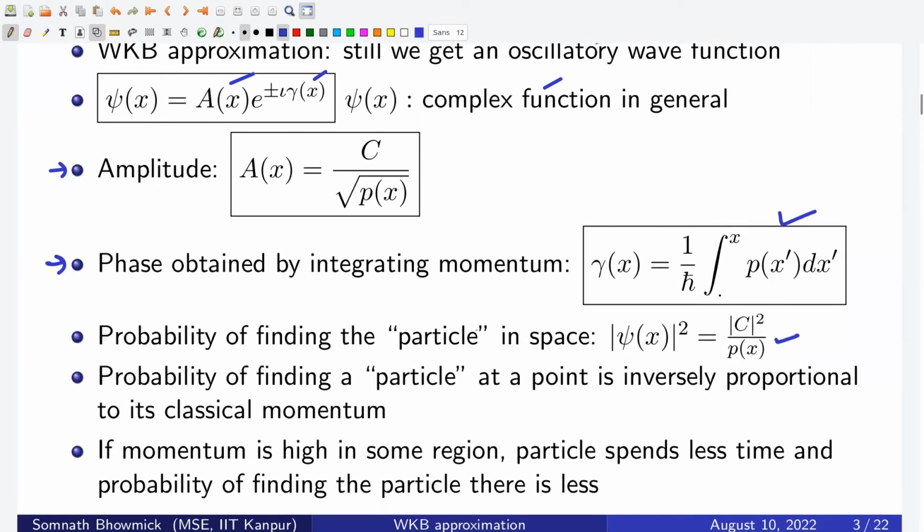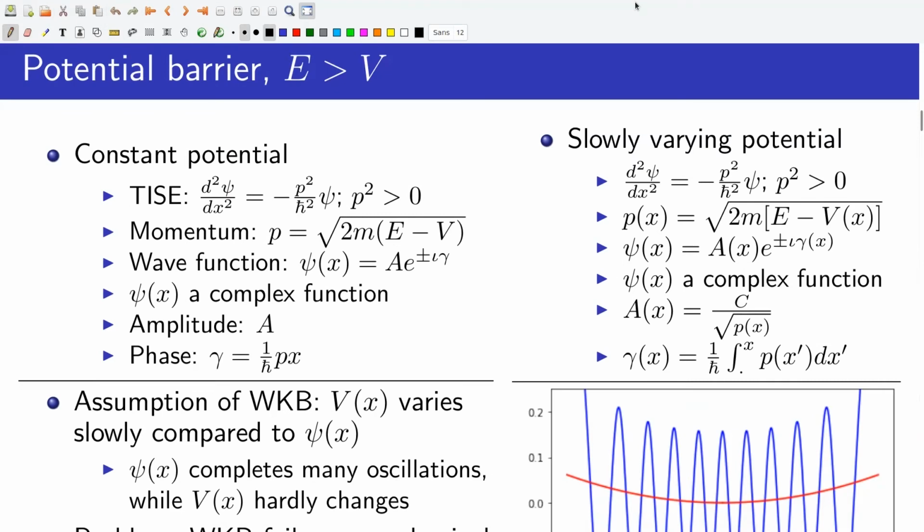Note that this is exactly what you expect classically. The probability of finding a particle at a point is inversely proportional to its classical momentum. If momentum is high in some region, the particle spends less time there and the probability of finding the particle there is less. On the other hand, if momentum is low in some region, the particle spends more time there and the probability of finding the particle is more.